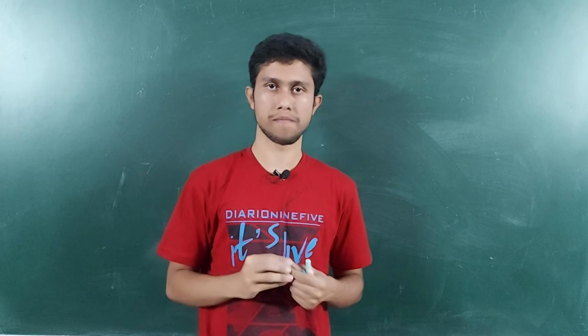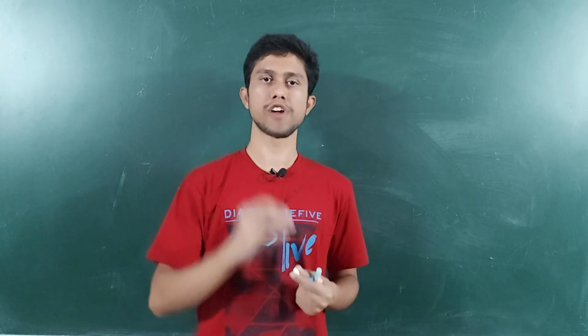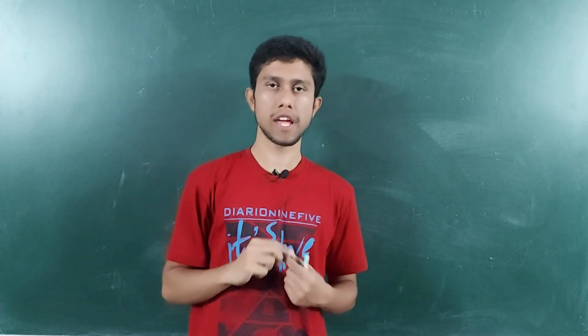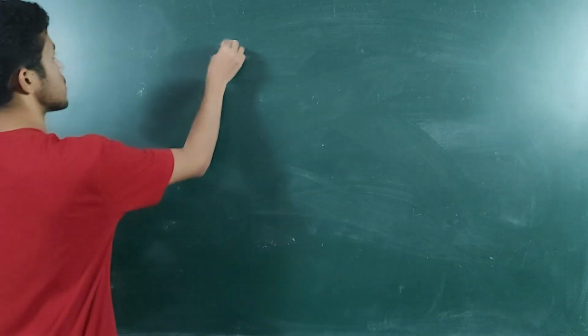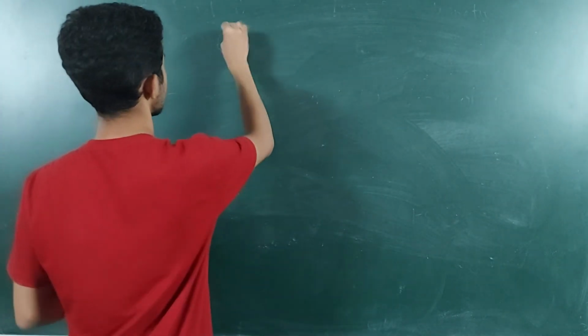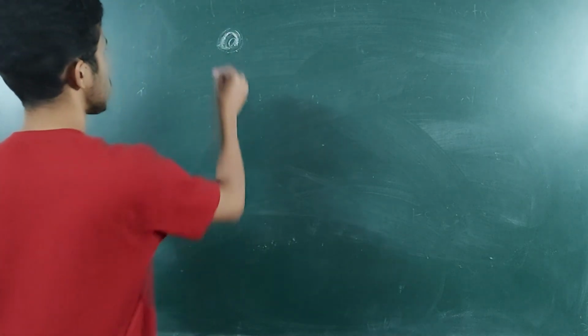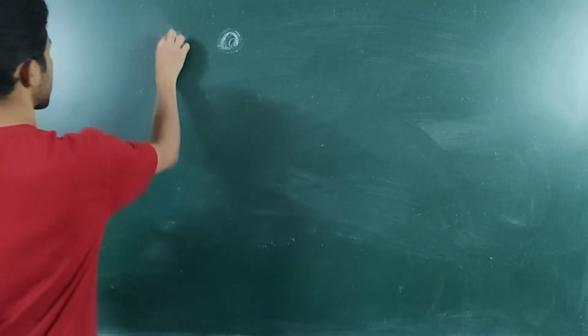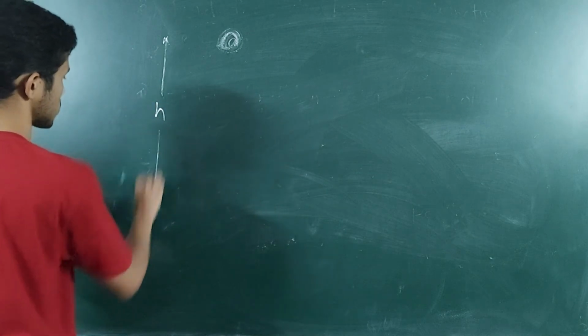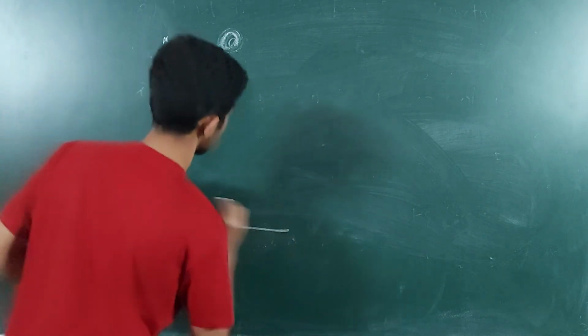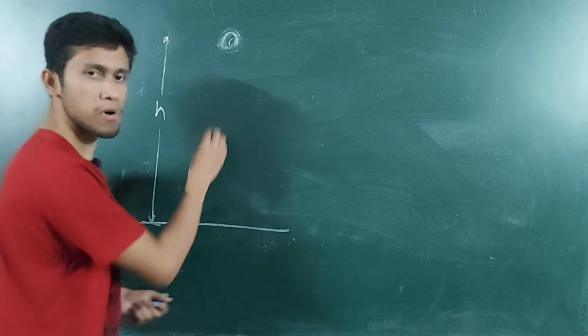I have a ball. I am dropping that ball from a certain height h. Okay, this is a ball. So this is the ball and I am dropping it from a height h. Okay, so this is the ground. Now I am dropping the ball from height h.